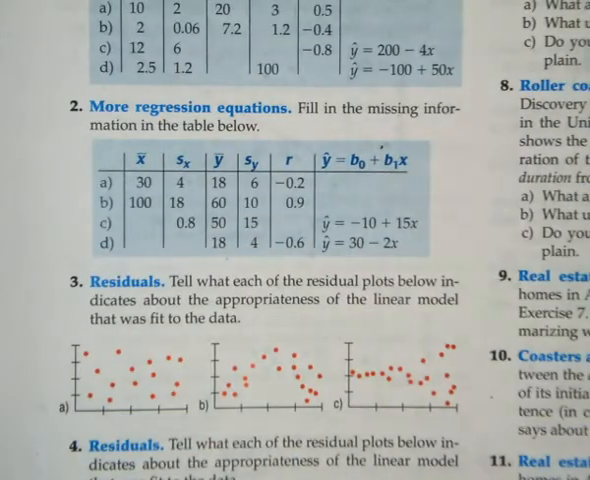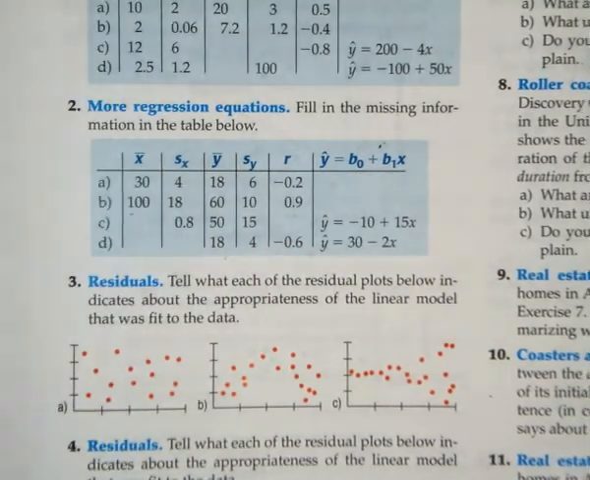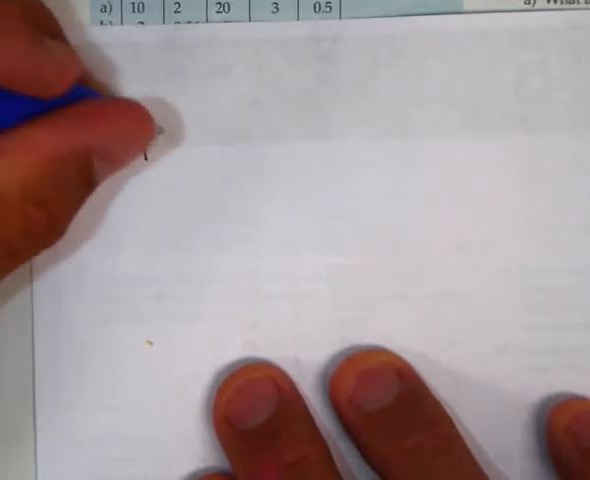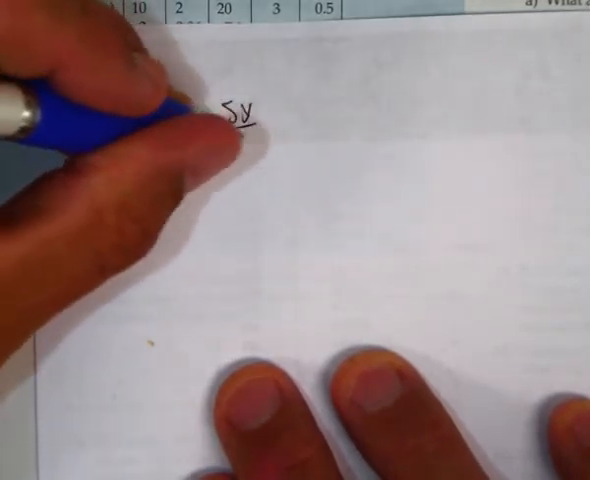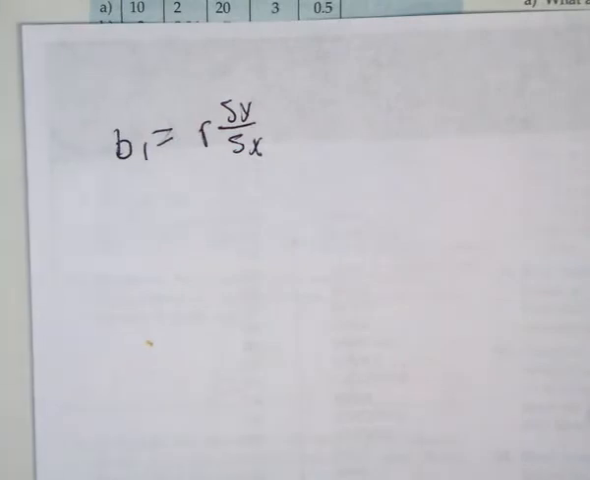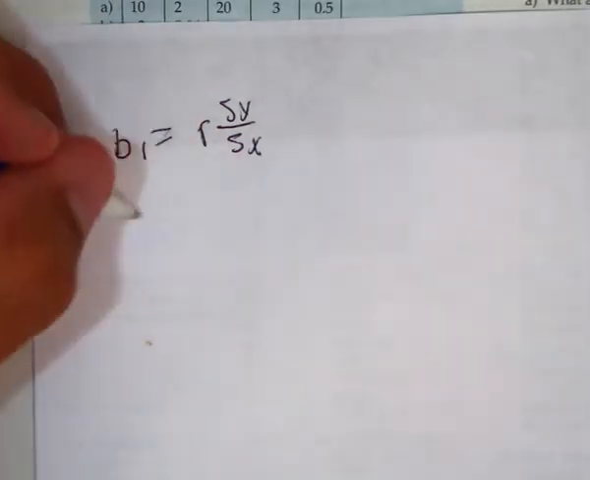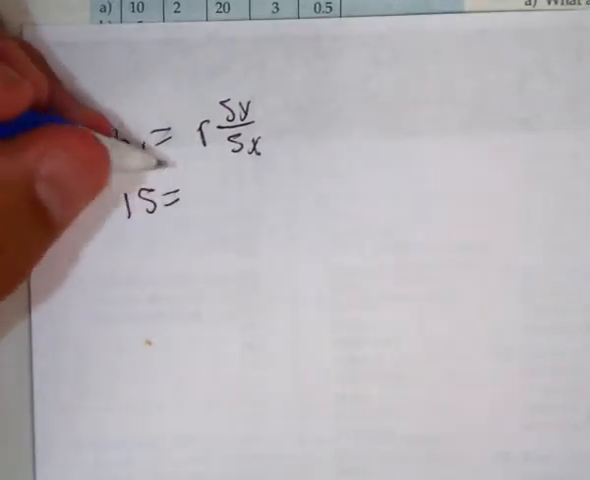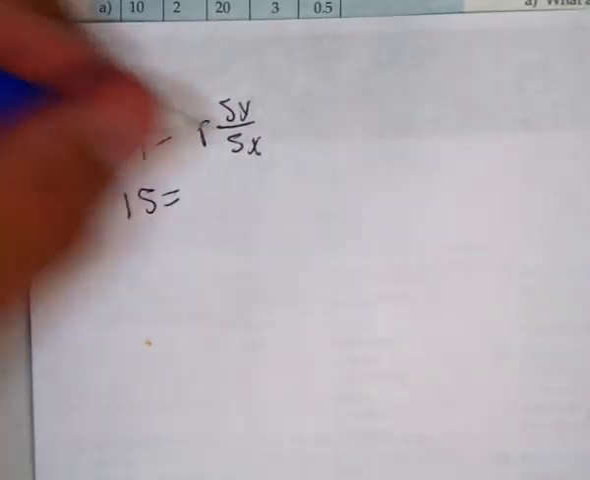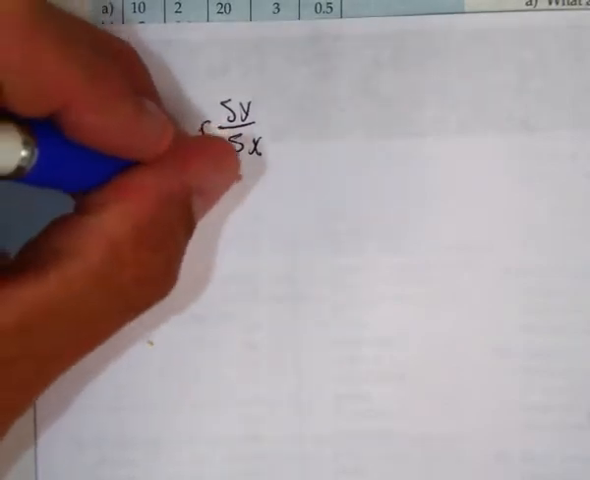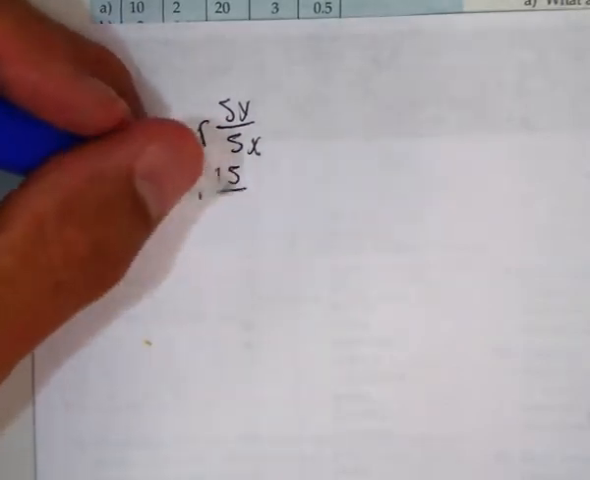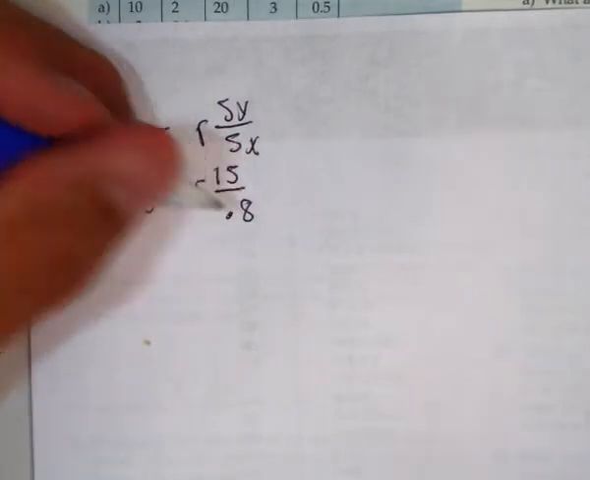Okay. Then we go to problem C. In problem C, we got to find r, and we got to find x bar. Well, the only equation that uses r is b sub 1. So we're going to have to back into this. So let's see. We know that b sub 1 is 15. We don't know r. We know that s of y is 15. And we know that s of x is 0.8.